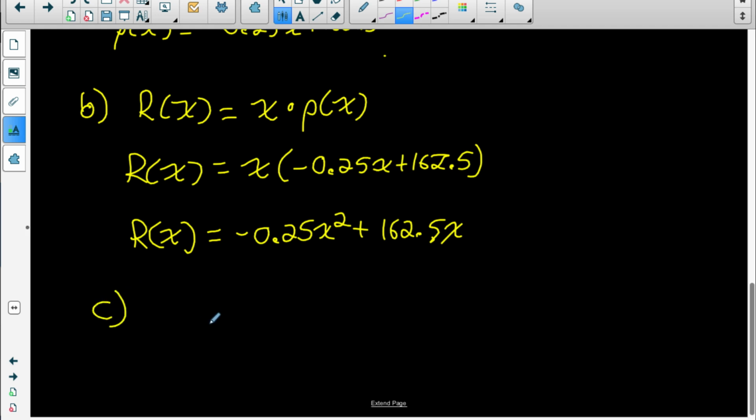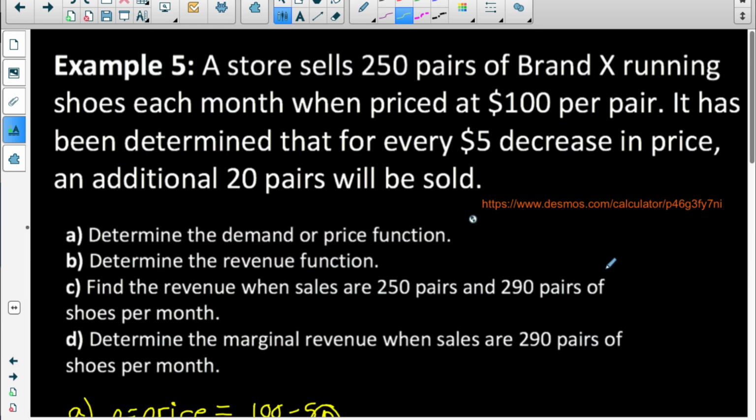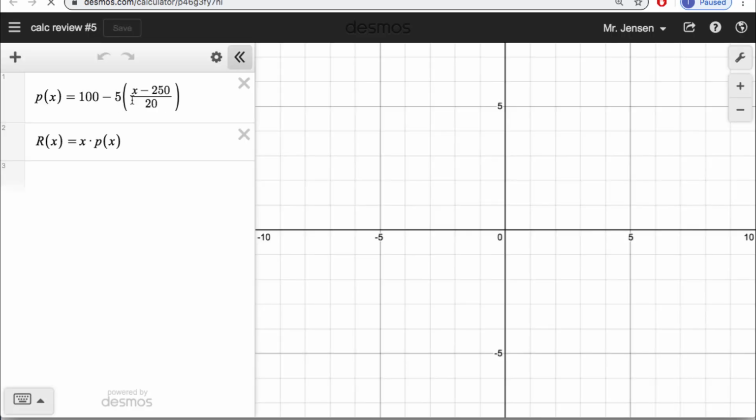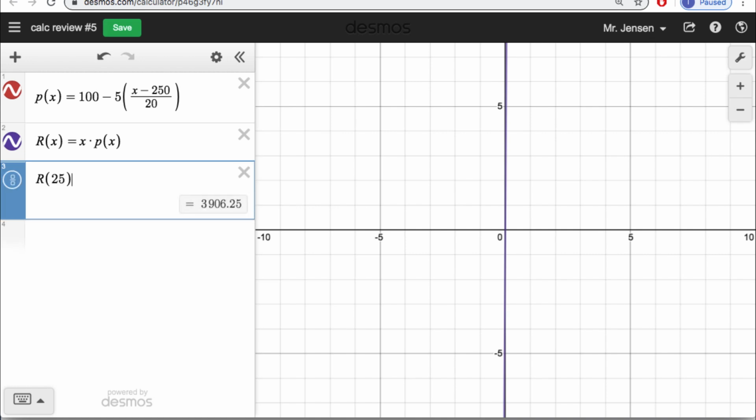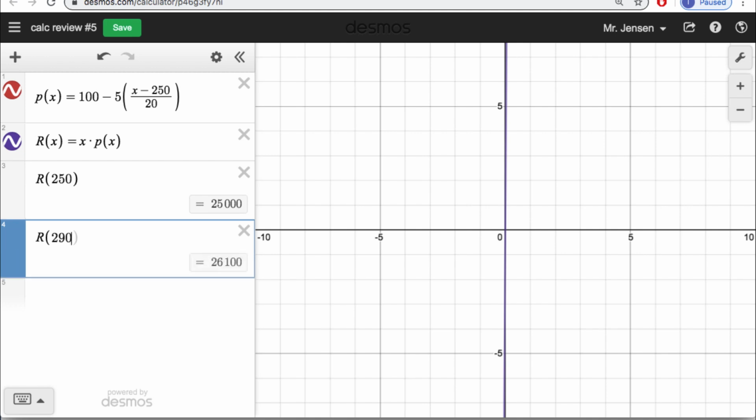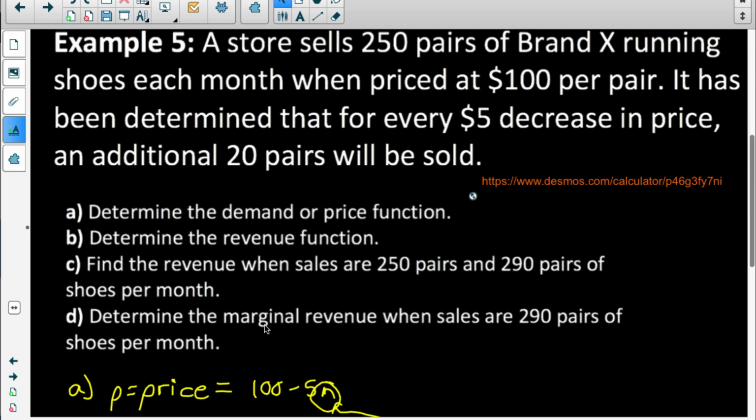Part C asks me to calculate the revenue at a couple different values. And I'll just plug that into my calculator quickly. So revenue at 250 and 290. So if I want to calculate the revenue at those two amounts of numbers sold, I've got the equation typed here already. Let's get revenue at 250 and the revenue at 290. So the revenue is 25,000 and 26,100.